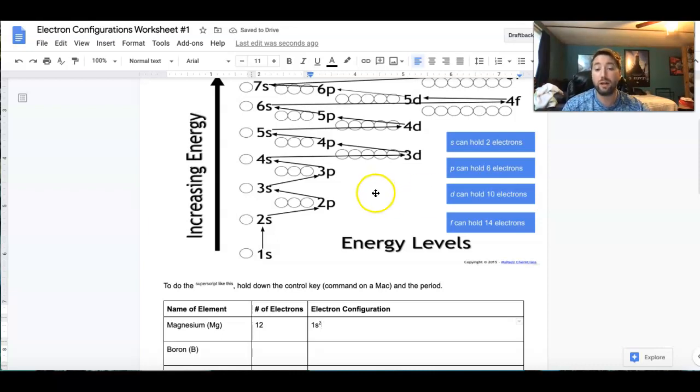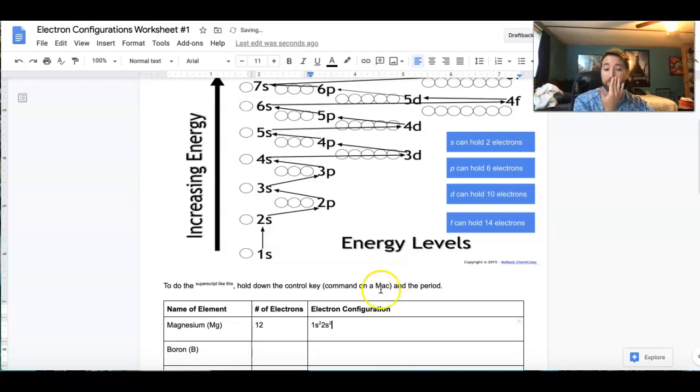So after 1s, we've got 2s. Please keep in mind that there is no 1p, there's no 1d, 1f, there's none of that. So just follow this diagram, and you'll be able to use this diagram on all the tests and basically anything that we have, like a quiz. So we've got 1s, and we filled that with 2 electrons, because s can hold 2 electrons. Next, we're going to go 2s, because 2s comes after 1s. How many electrons can s hold? It's going to be 2 again. So I'm going to hold down the control and the period and go 2 like that again.